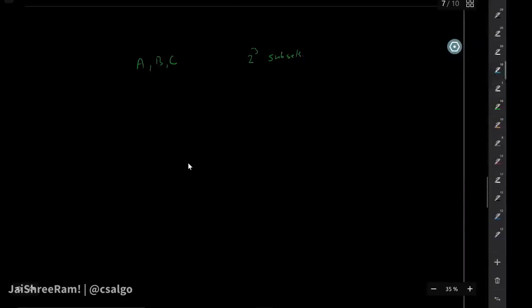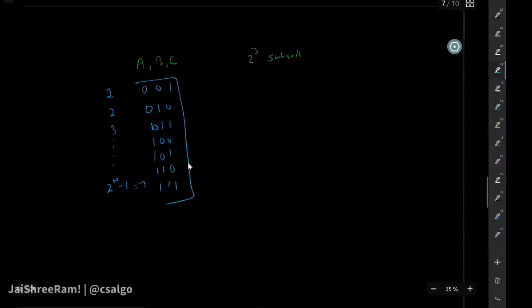So I will just number from 1 to 2 raised to the power n minus 1, so it is basically 7. And I'm going to write their binary. So 1 is like this, 2 is like this, 3 is like this, and you have 4, you have 5, you have 6, and you have 7.